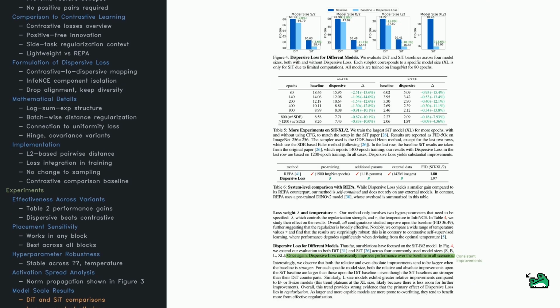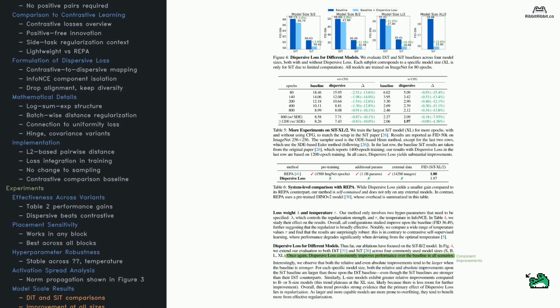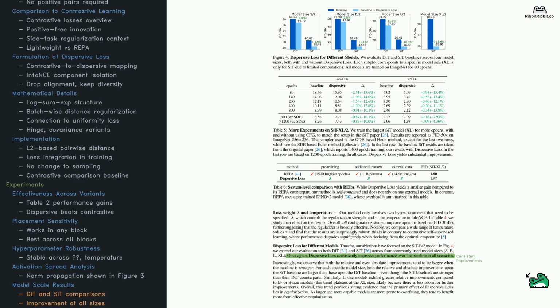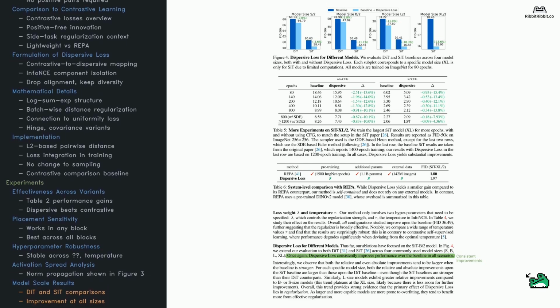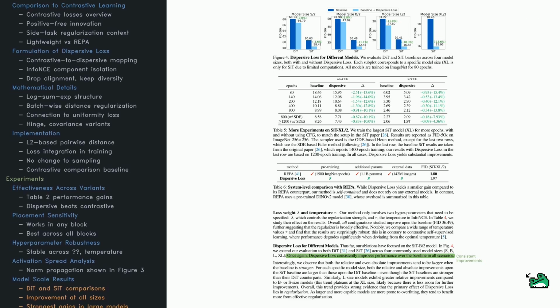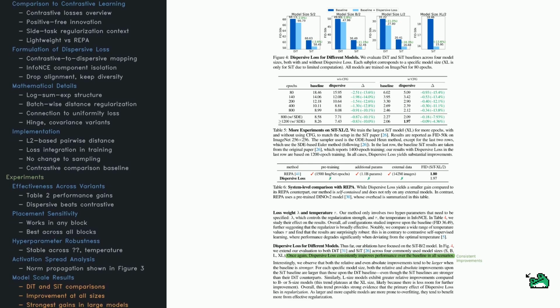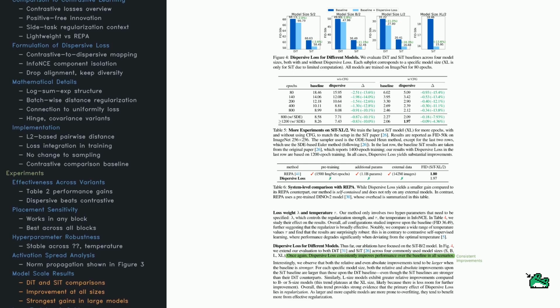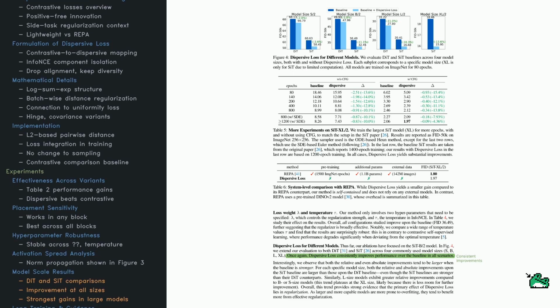Let's zoom out and look at how dispersive loss performs across different model sizes. Figure 4 compares DiT and SiT architectures at small, base, and large scales. The trend is consistent. Add dispersive loss, and the FID score drops. SiT-L/2 gets the biggest boost, a 21% improvement.